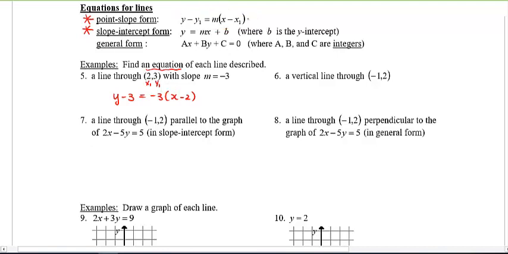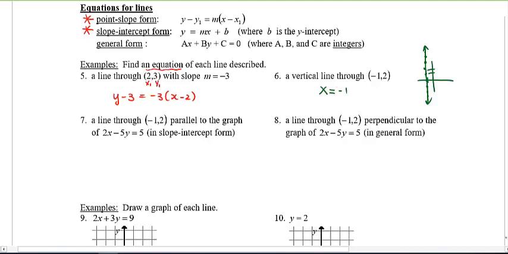How about a vertical line? Ooh, a vertical line. I'm going to visualize this and draw it out. Negative 1, comma 2. So a vertical line would be something like this. And notice, what is the same for all the points on a vertical line? And if you said yes, the x value is the same, you are correct. And so therefore, I just need to use one variable here to represent this line. x equals, that's right, negative 1. Done.